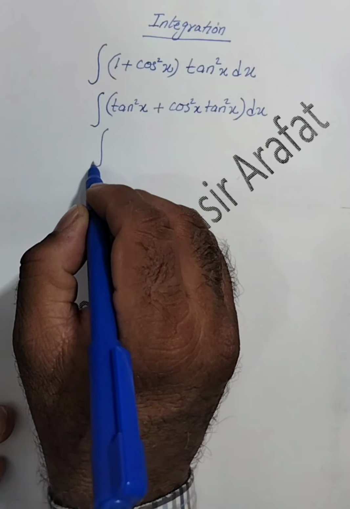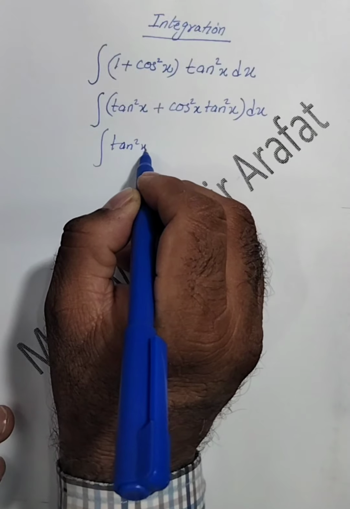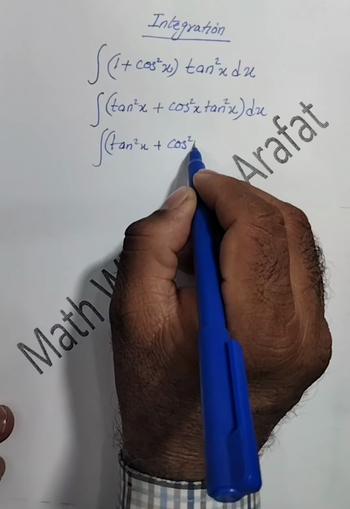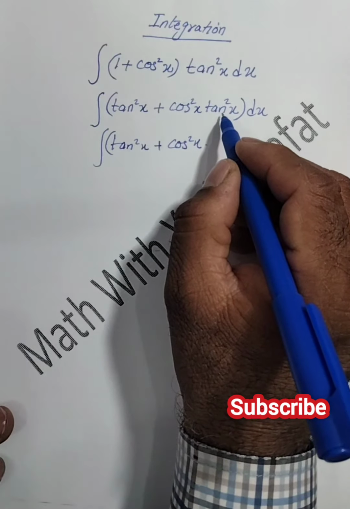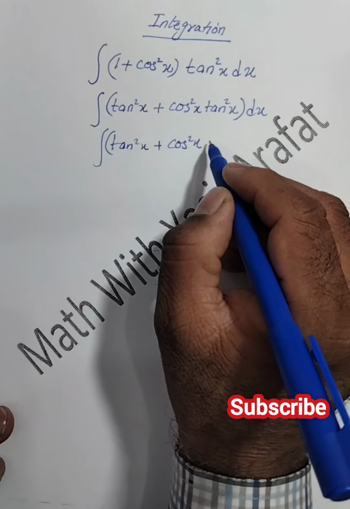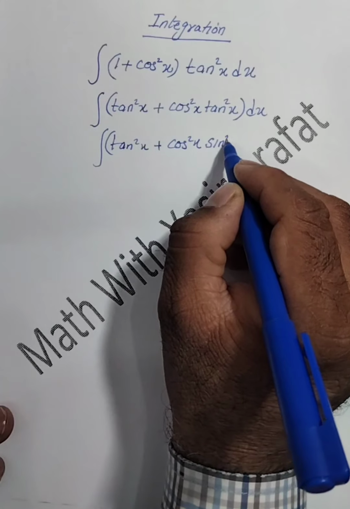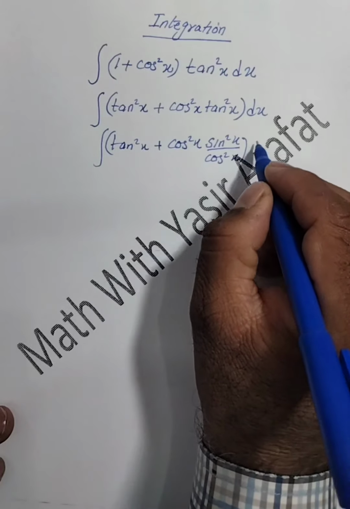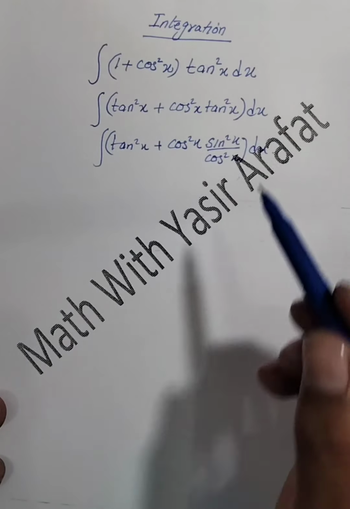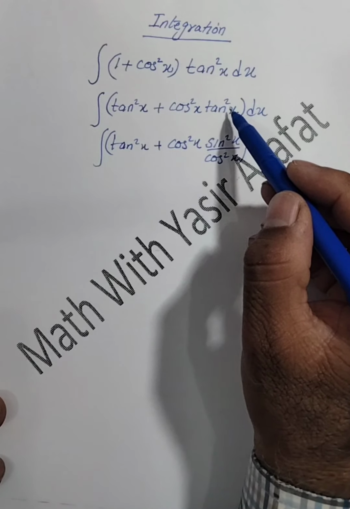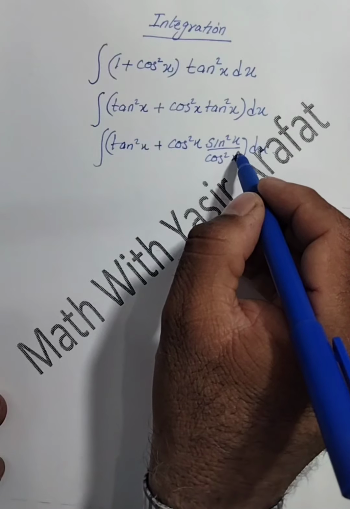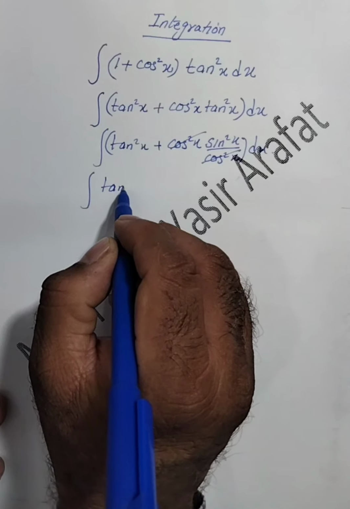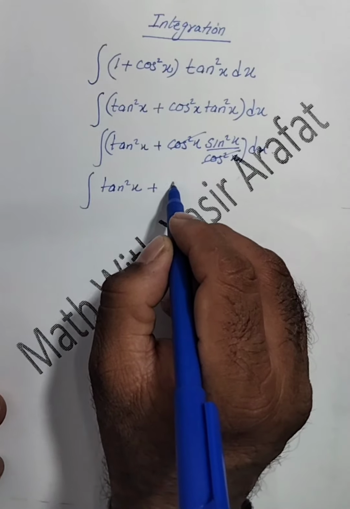So here we have tan²x plus cos²x times tan x squared, where tangent is sin x upon cos x. So tangent square means sin²x over cos²x, of dx. Just use the formula tan²x equals sin²x over cos²x. So this cos²x cancels, and this is tan²x plus sin²x.